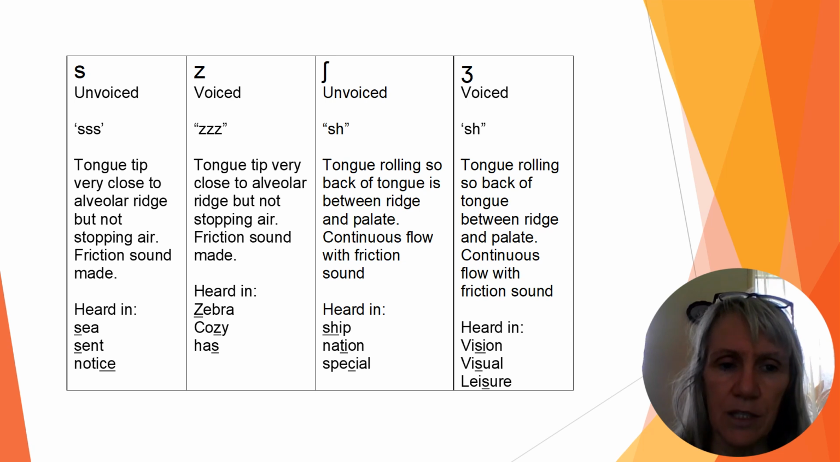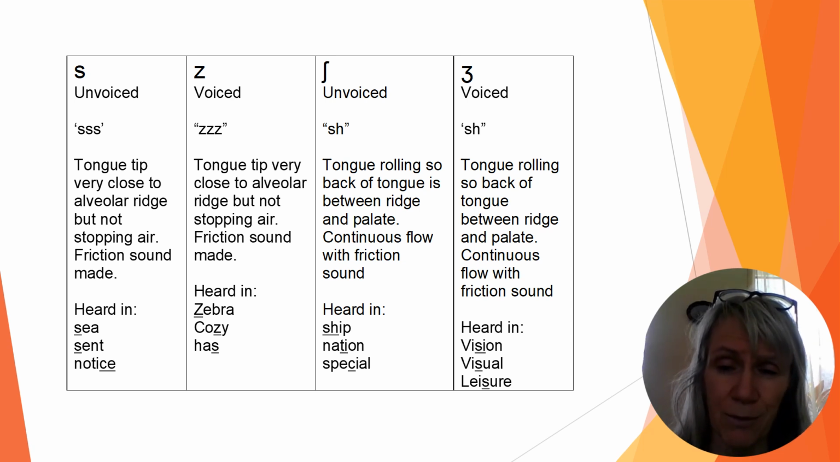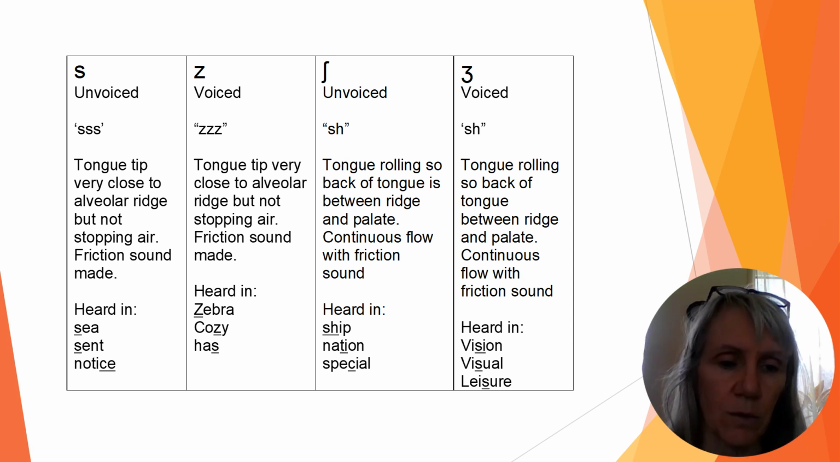Tongue tip is very close to the alveolar ridge again, but not stopping air. Friction sound is made, so we're still hearing a friction sound, but it's different than the previous sound, okay? So we're hearing this in zebra. And in Canada, zebra is very confusing because in the States and in Britain, they say zee-bra, but we say zed as the last letter of our Roman alphabet in Canada, so it should really be zed-bra. But anyway, cozy, you hear the z in cozy, and has. So you should hear almost that buzzing sound when we say those particular words.